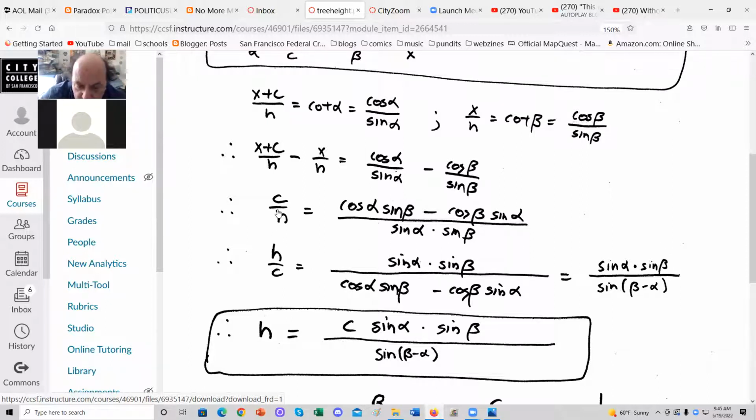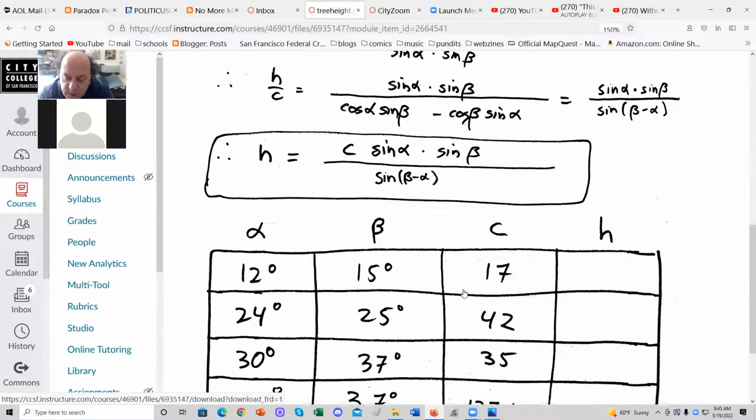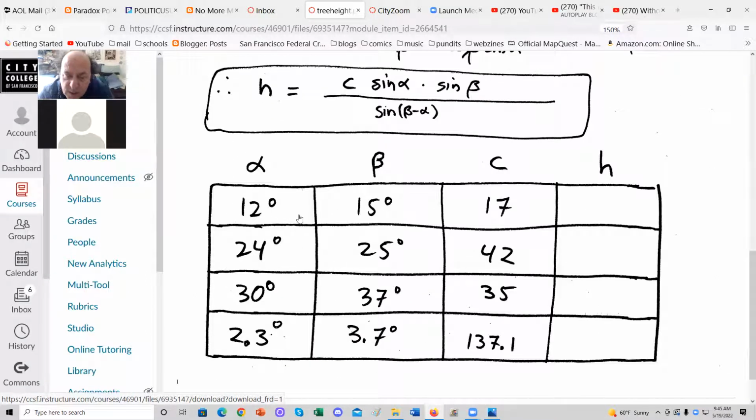Okay, so if you invert both sides, that's h over c is sine alpha sine beta over cosine sine minus cosine sine, which if you work out is sine of beta minus alpha underneath sine alpha times sine beta. Then transposing the c, you get h equals c sine alpha sine beta over sine of beta minus alpha. That's the height of the tree. All right, so again, here's some examples. Given a couple of angles and a distance c, find height h.